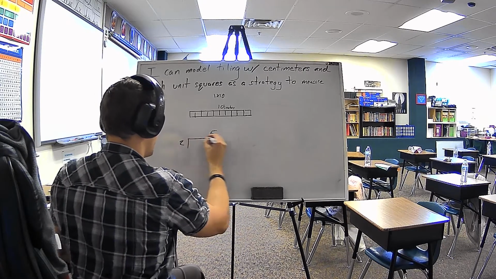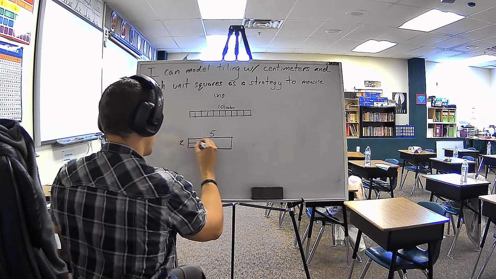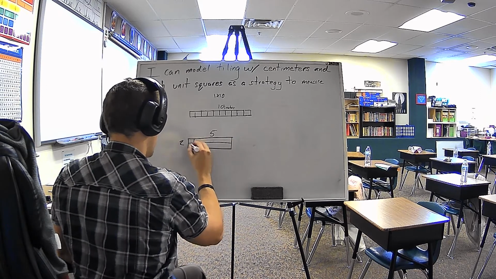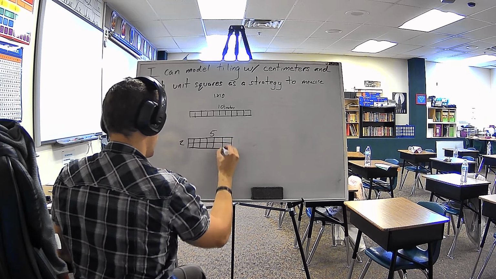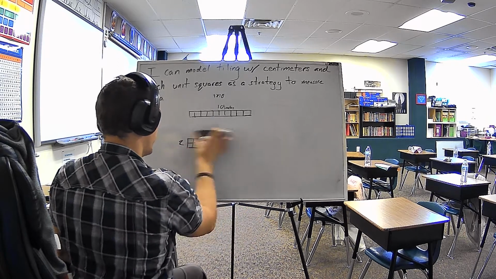So I'm going to make it 2. So 2, 3, 4. I'm going to make it a little shorter to make it a little more accurate. You know what?